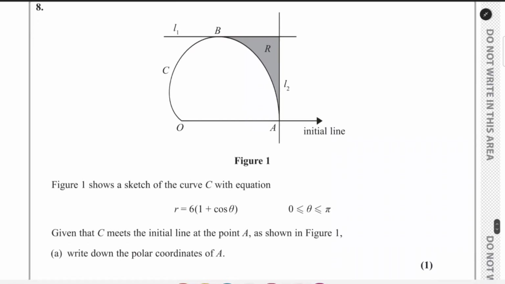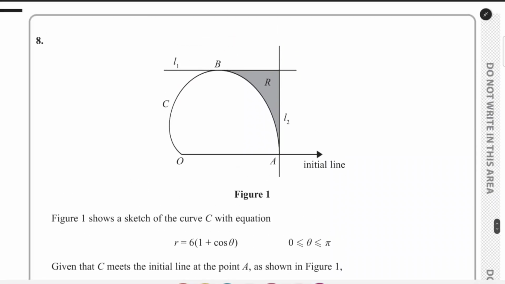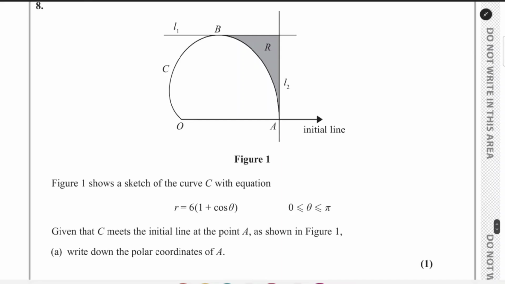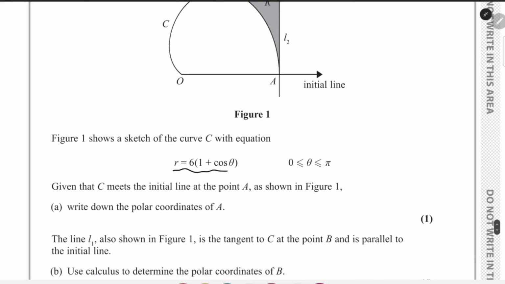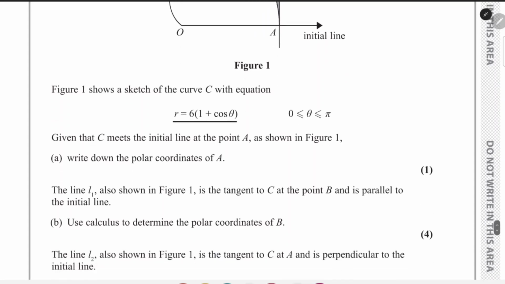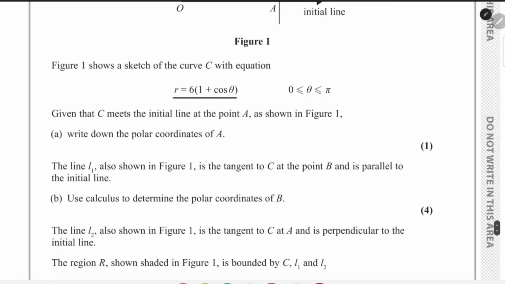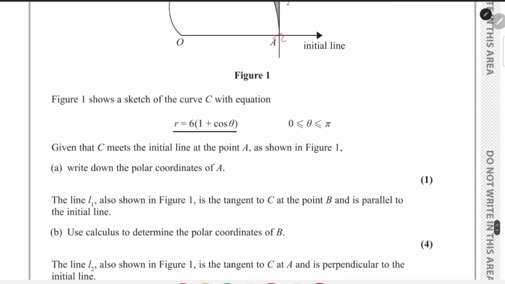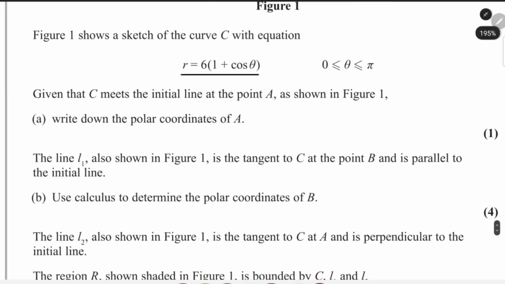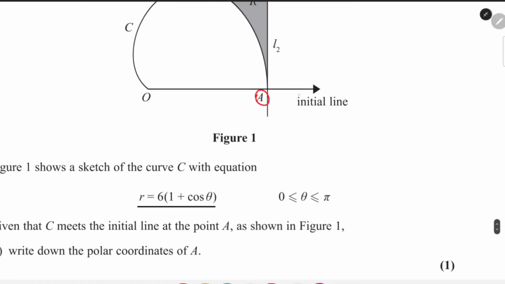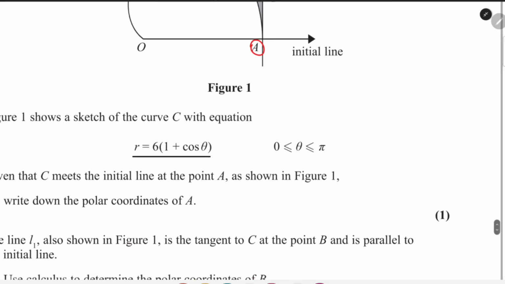In question 8, we are given a question about polar coordinates, and we are given this graph and the equation for it. Now we are given a point A on this graph, which meets the linear initial line. So the angle over here is 0.